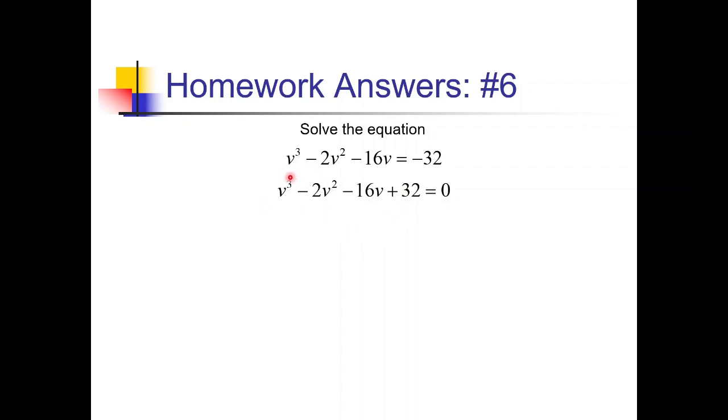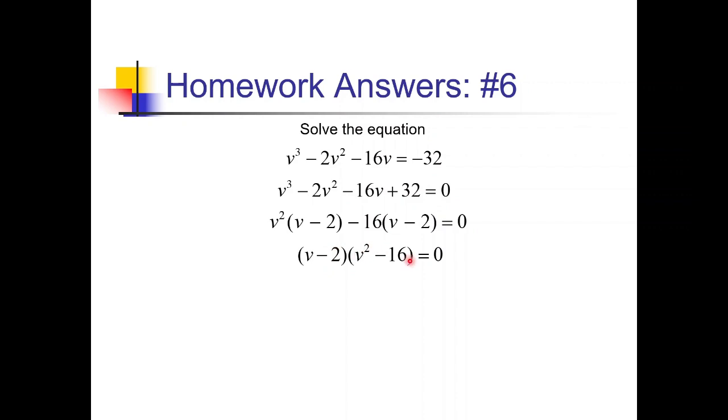Take out a v squared from those first 2 terms. That leaves us with v minus 2. And for the next 2, I can take out a negative 16, leaving me with v and minus 2 again. So I can take v minus 2 out of both of those sets of terms. And then we have v squared minus 16 as the leftovers.